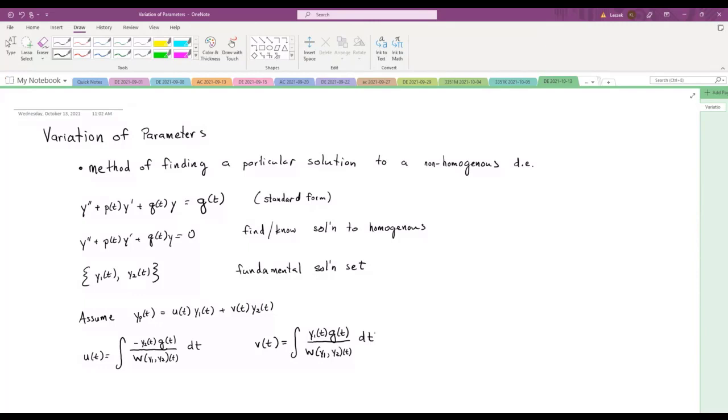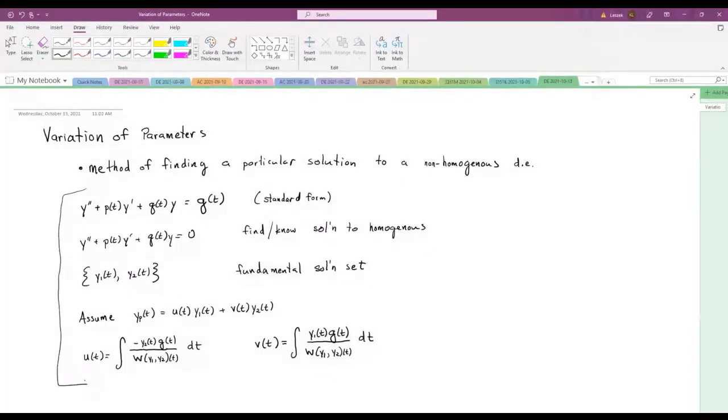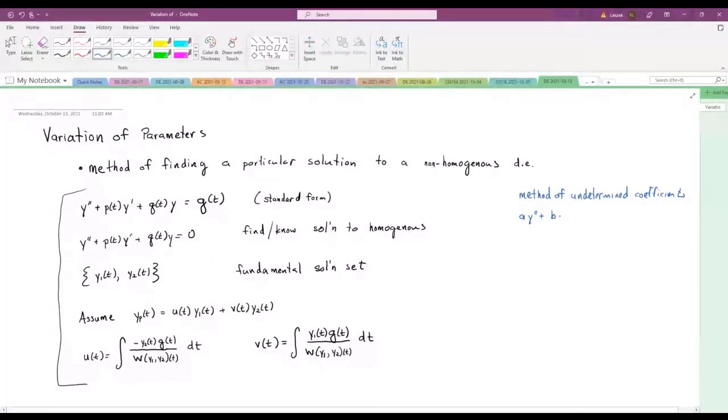Okay, so this is the outline of what we're going to be doing for the method of variation of parameters in order to find a particular solution to a non-homogeneous equation. But I want you to notice something. Let's quickly compare this to the method of undetermined coefficients. For the method of undetermined coefficients, we had to have constant coefficients, right?